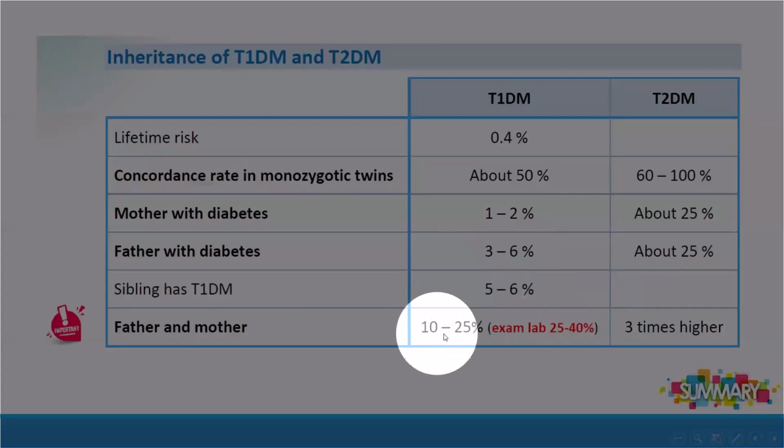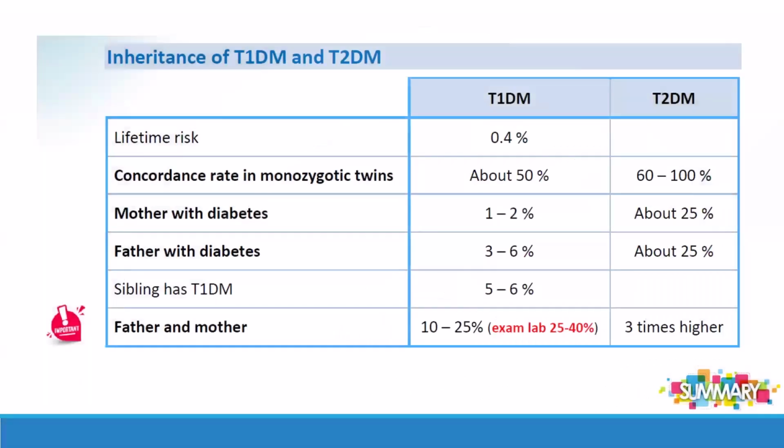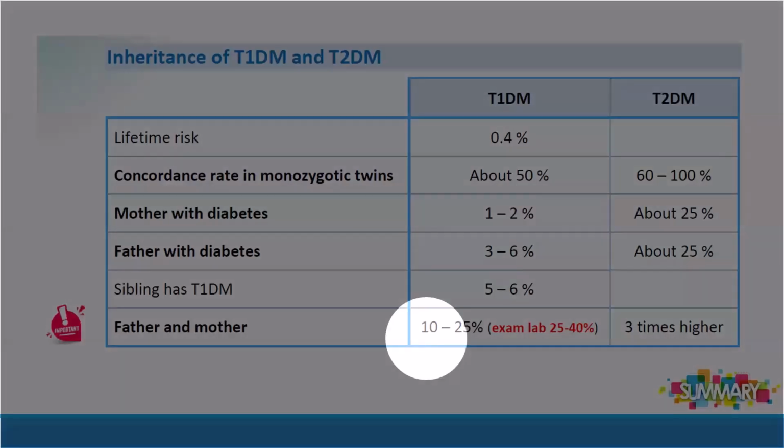But you will see another source that mentions it may be about 10%, and I will cover this in my discussion. For type 2 diabetes mellitus, the monozygotic twins risk is more than 60%, 60 to 100%. This is another very important question. If the father or the mother has type 2 diabetes mellitus, the risk will be 25% for the offspring.